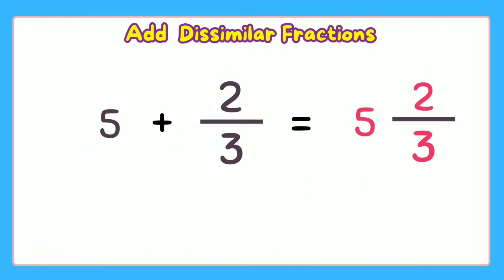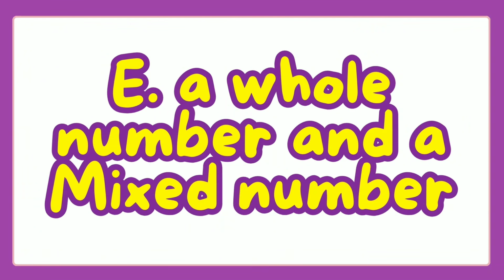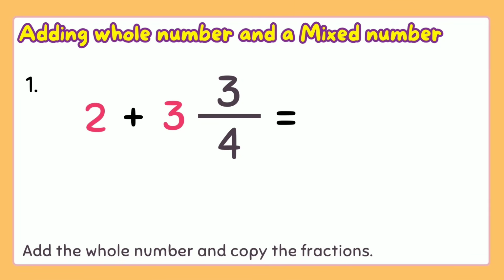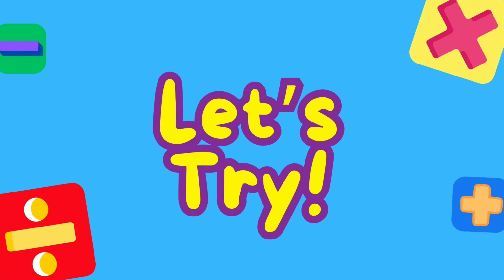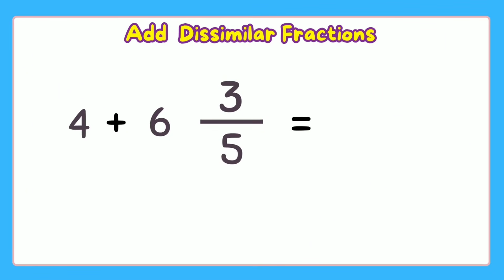5 and 2/3. 4 and 3/5. Letter E, a whole number and a mixed number. 2 plus 3 and 3/4. All we have to do, add the whole numbers and copy the fraction. So 2 plus 3 is 5. And then let's copy the fraction, 3/4. So the answer is 5 and 3/4. Let's try. 7 and 2/3. 10 and 3/5.